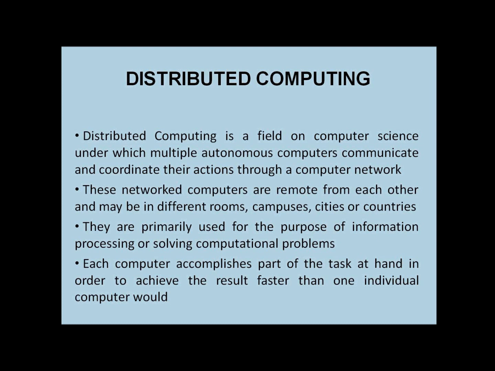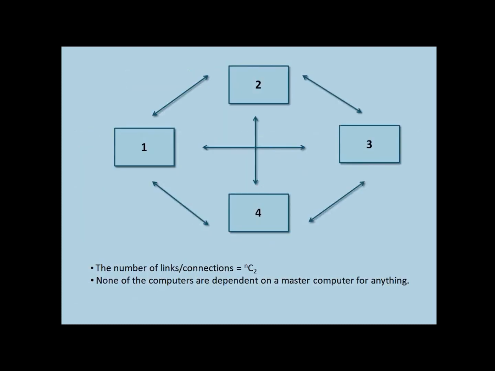It is primarily used for information processing or for solving computational problems. These networked computers are remote from each other in the sense that they may be in different rooms, campuses, cities, or countries. This is the basic structure of a distributed system. The number of connections is NC2.